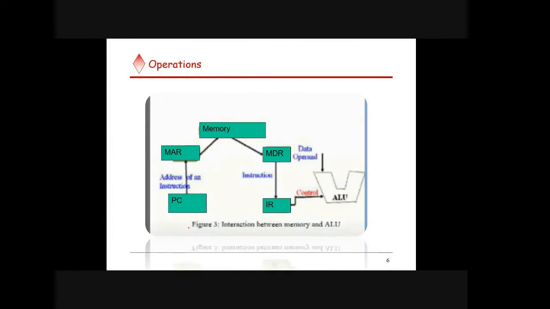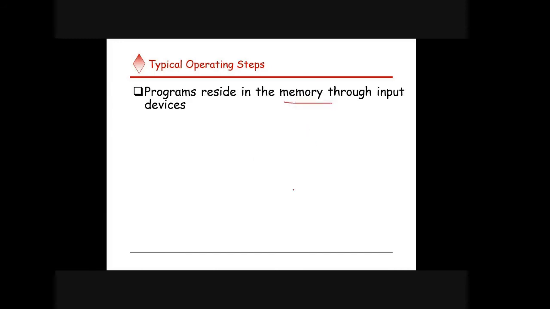I will show the slide after the explanation. First, where will our instruction be? We keep the program in the memory unit. We know there is a memory unit, and from that memory unit, the instruction should come to the ALU.